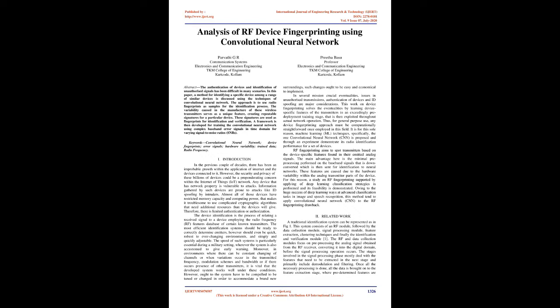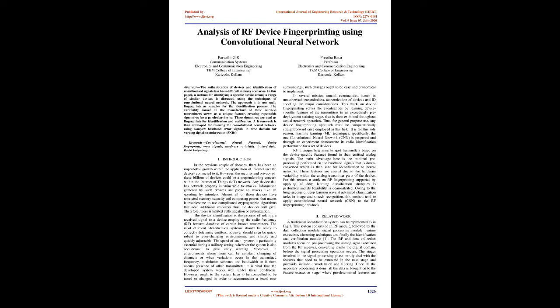The approach is to use radio fingerprints as samples for the identification process. The variability caused in the manufacture of these wireless transmitters serves as a unique feature, creating repeatable signatures for a particular device. These signatures are used as fingerprints for identification and verification. A framework is then developed for training the convolutional neural network using complex baseband error signals in time domain for varying signal-to-noise ratios, SNRs. Keywords: convolutional neural network, device fingerprints, error signals, hardware variability, trained data, radio frequency.